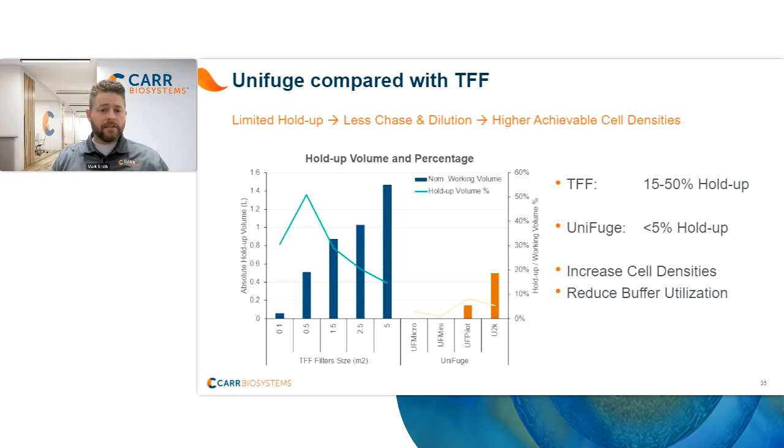Maybe lastly, looking at it from a holdup volume percentage, we talked about the TFF having 15 to 50% of the working volume being held up. In the unifuge systems, that is as low as 0.5% to 5%. This means you can increase your cell densities and reduce your buffer utilization overall in order to get that maximum return.